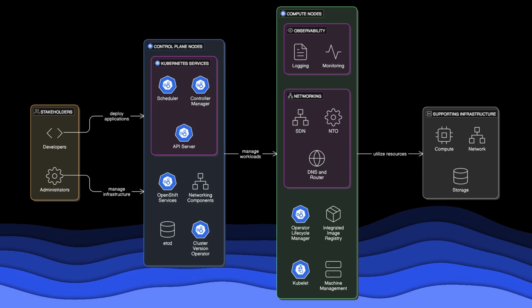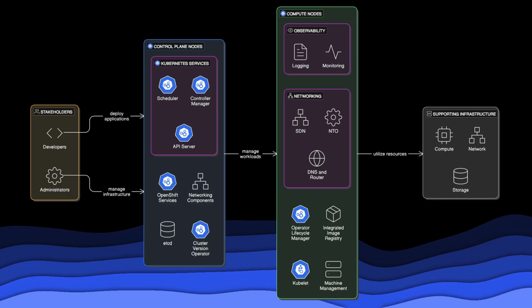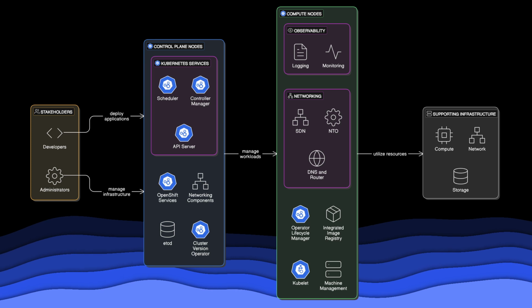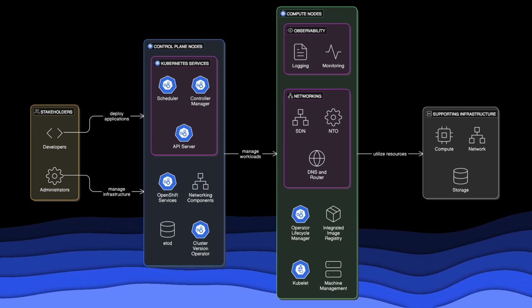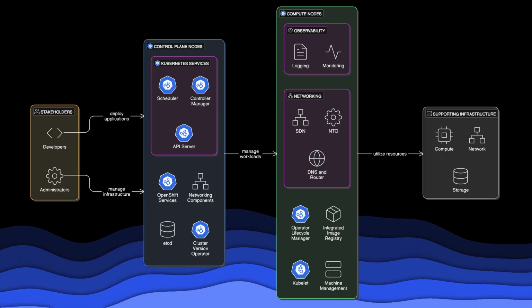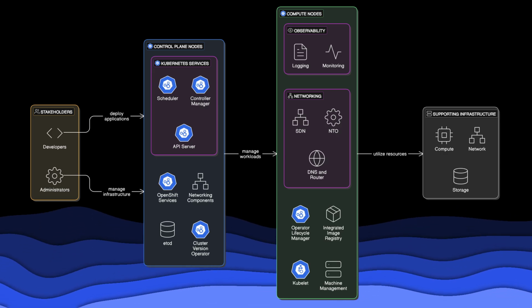You have the Integrated Image Registry, which is where you store your container images. You have Machine Management, which manages the underlying infrastructure. So if you need to add more nodes to your cluster, Machine Management can take care of that.